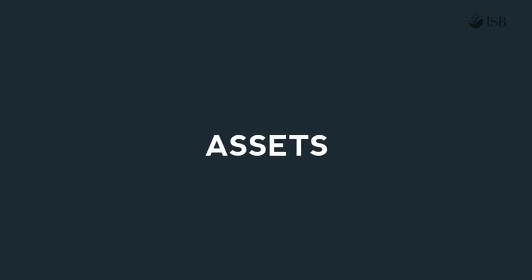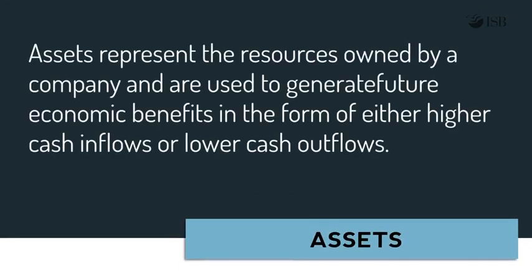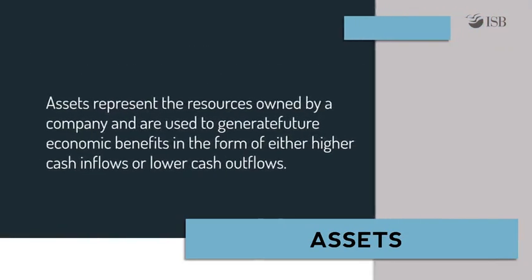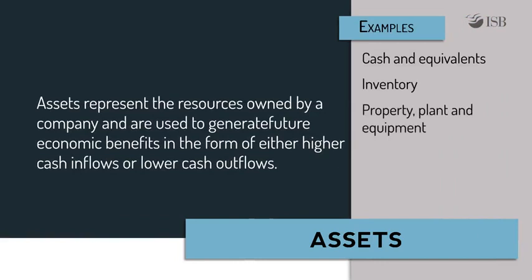Assets represent the resources owned by a company and are used to generate future economic benefits in the form of either higher cash inflows or lower cash outflows. Examples of assets are cash and equivalents, inventory, property, plant and equipment, and intangible assets like patents and trademarks.